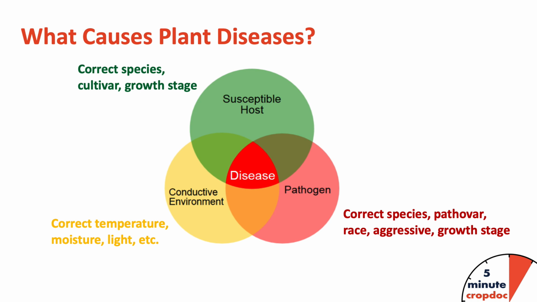And the third thing is a conducive environment for disease. So these are conditions that favor the pathogen over the growth of the host. So that's things such as temperature, moisture, light. Those are all going to have to come together. All three of those factors come together. And when they do, that's when you get disease. The longer those 3 points are held together, the more disease you have over time.